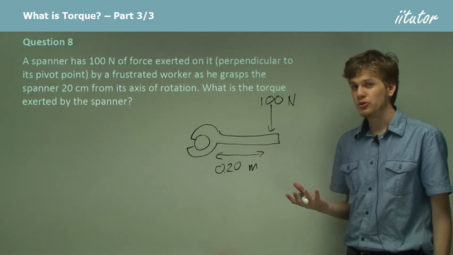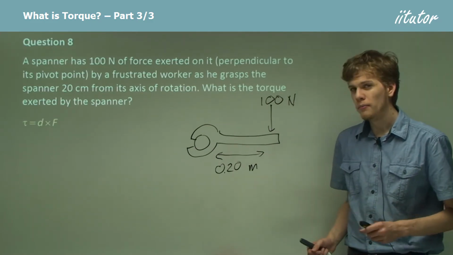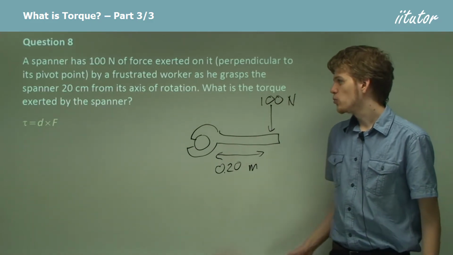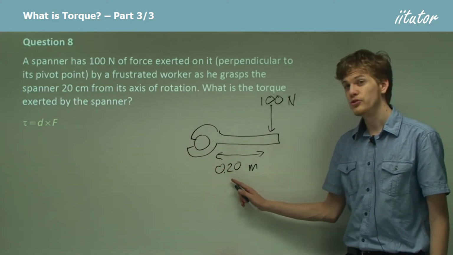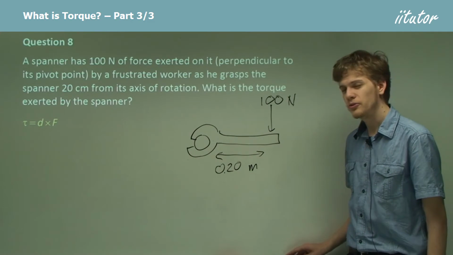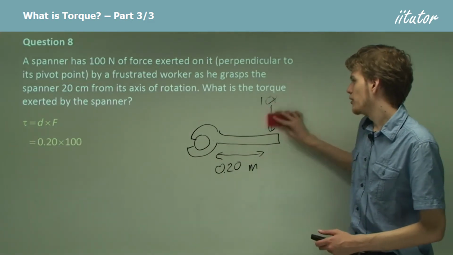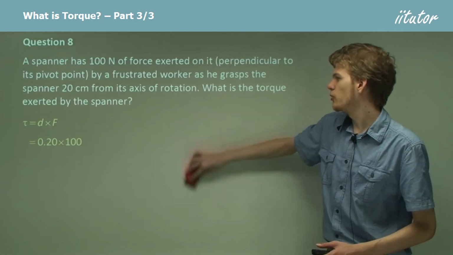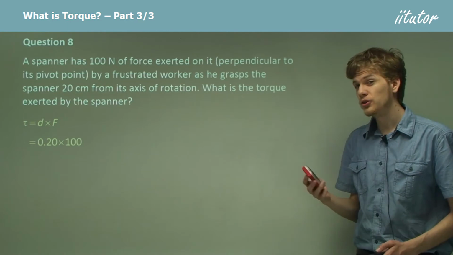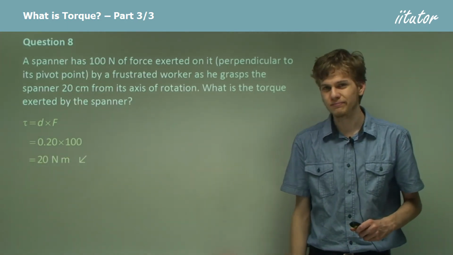So how do we calculate torque again? Well, it's a pretty simple formula. Tau, that is torque, equals d times F. In this case, d is 0.20 meters, and F is 100 newtons, right? So multiply them together. We have 0.20 times 100 newtons, which gives us 20 Newton meters.